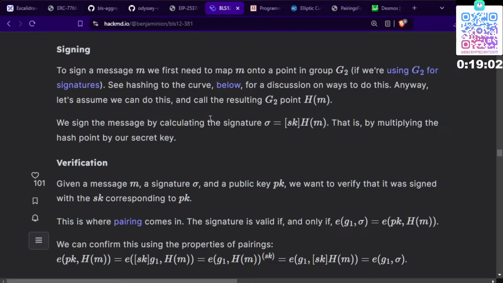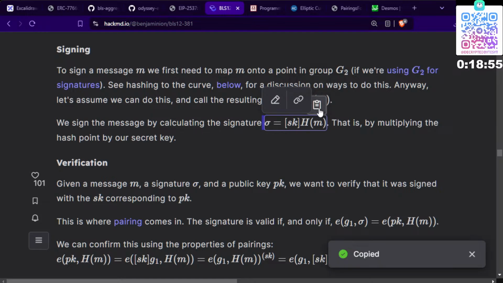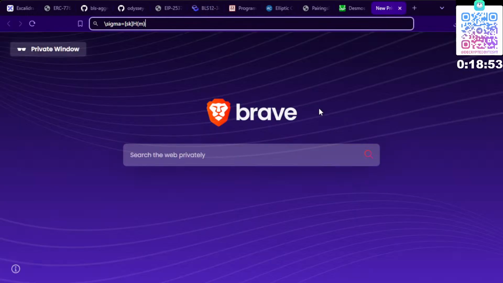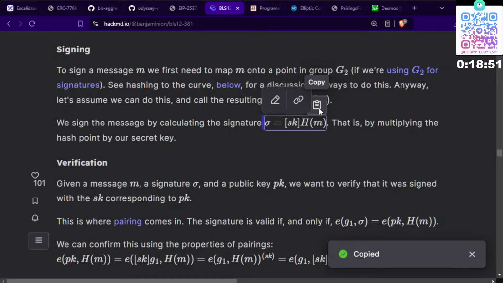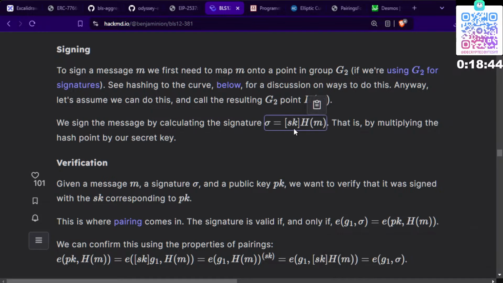What is this? I don't remember what that symbol is called. I forgot. Oh, sigma. Cool. Sigma equal to sk times HM. Sigma equal to this equation, that is, by multiplying the hash point by our secret key.